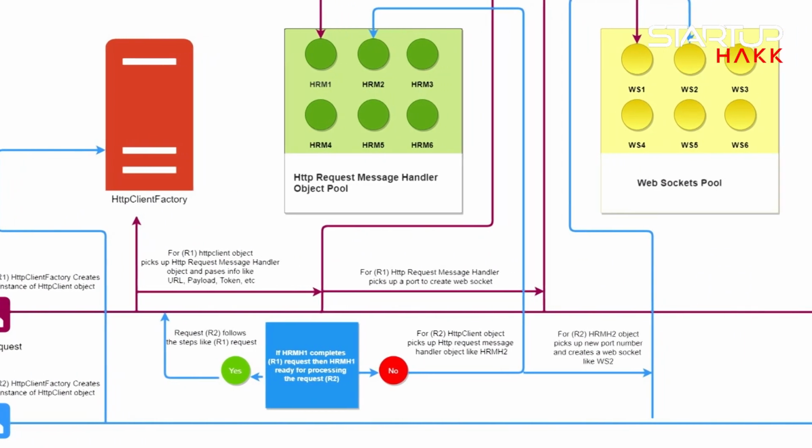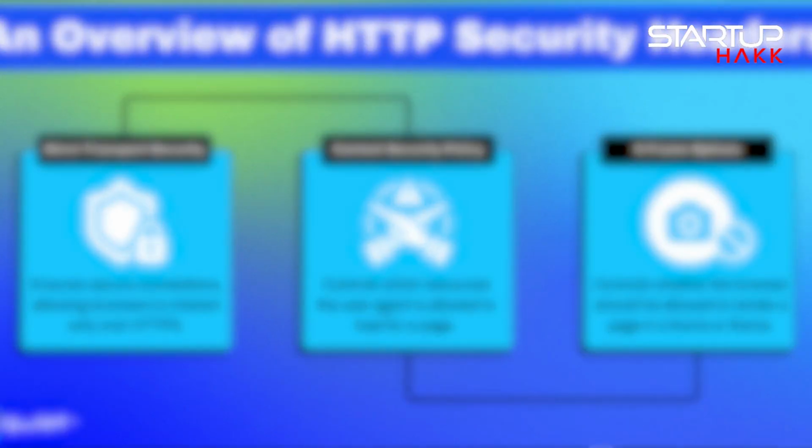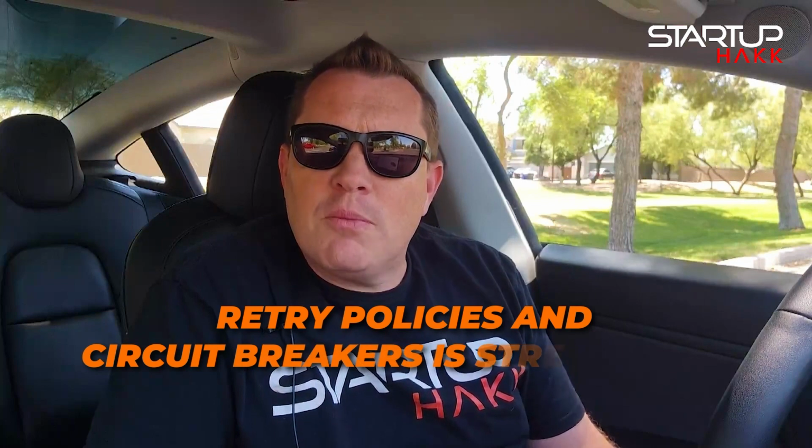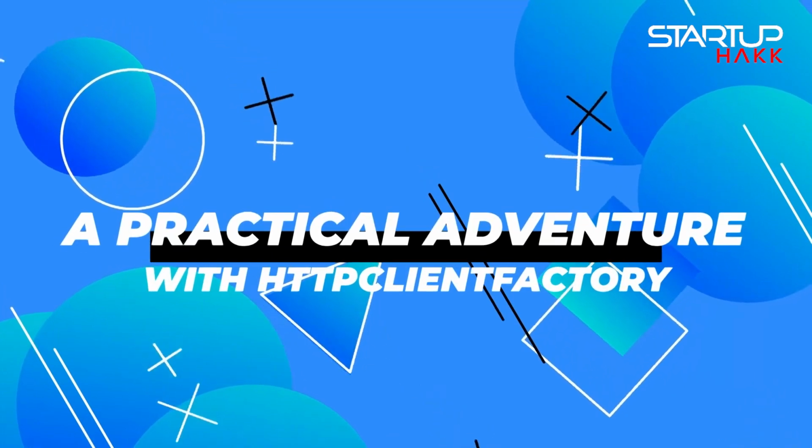Now, as part of this, we had to ensure consistency and resilience. HttpClientFactory allows centralized configuration of HttpClient instances, ensuring uniformity in headers, timeouts, and other policies. Integration with Polly for resilience strategies like retry policies and circuit breakers is streamlined, enhancing the robustness of your web requests.